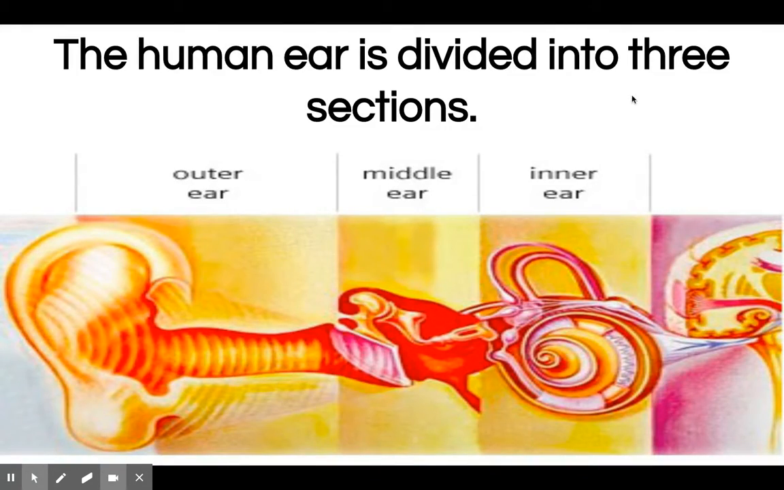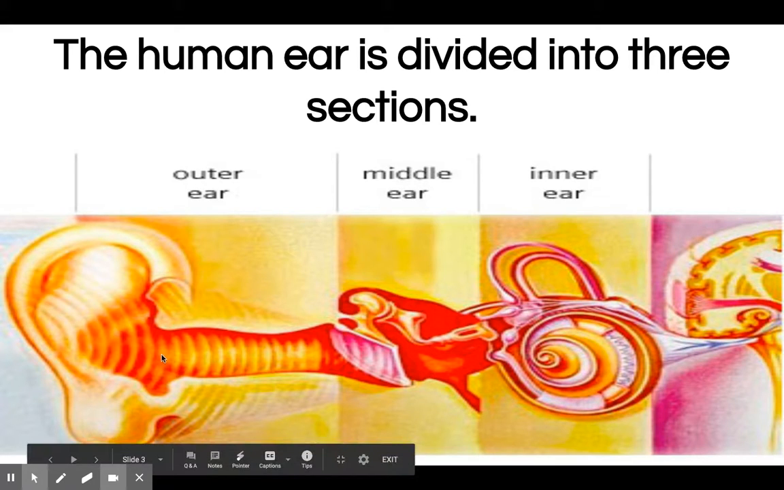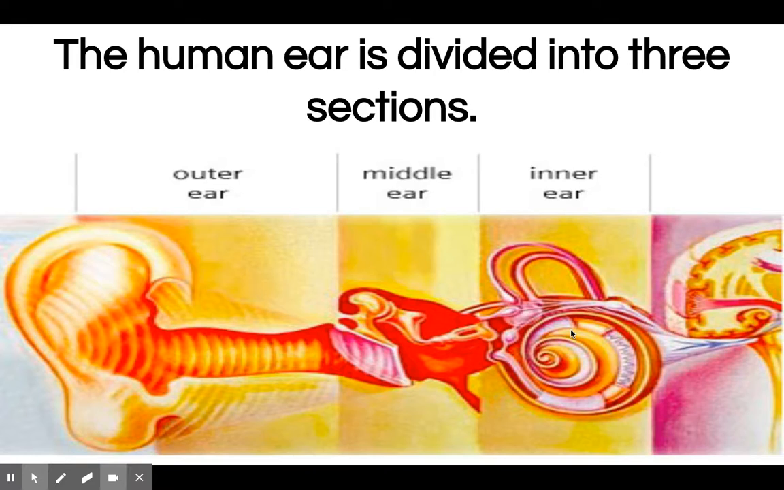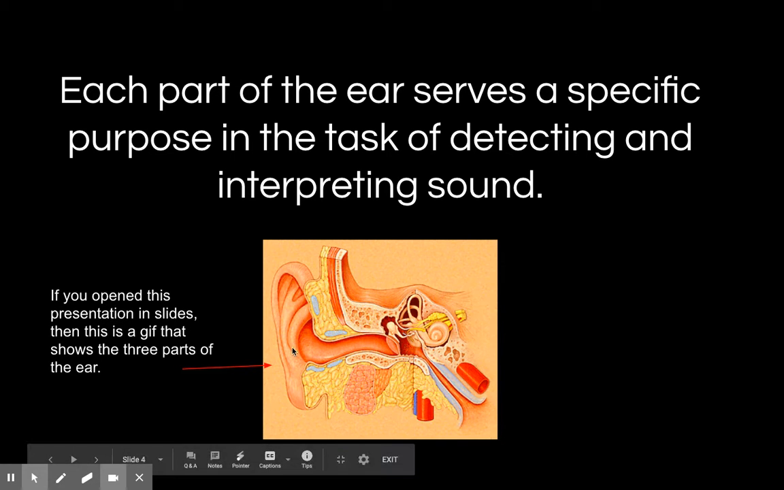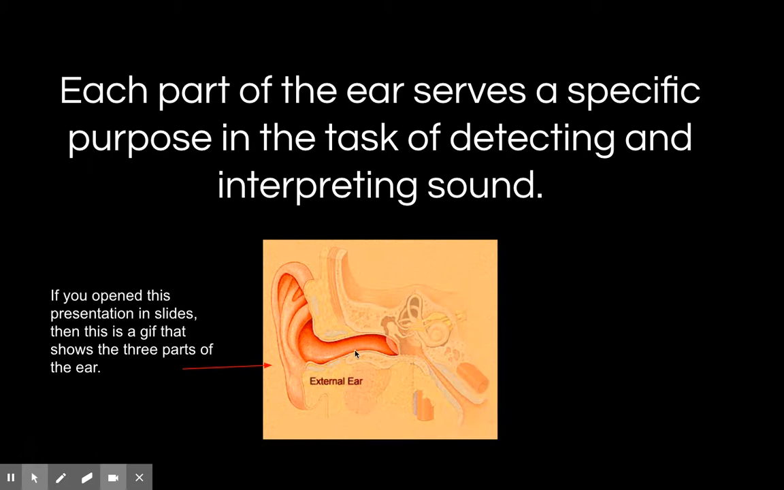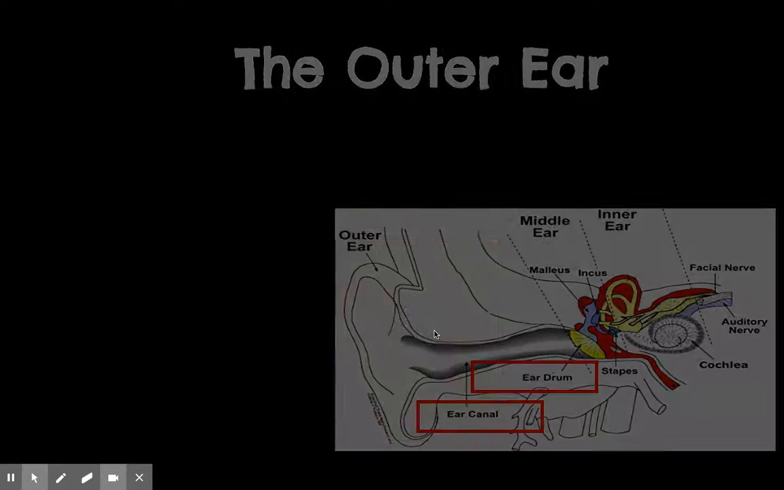Okay, all right, so here's how it goes. The ear is divided into three sections: the outer ear, the middle ear, and the inner ear. Each part of the ear has a specific purpose. So you see here's the outer ear, then this is the middle ear, and then the inner ear is here. We're going to go through this video and learn what each part does.